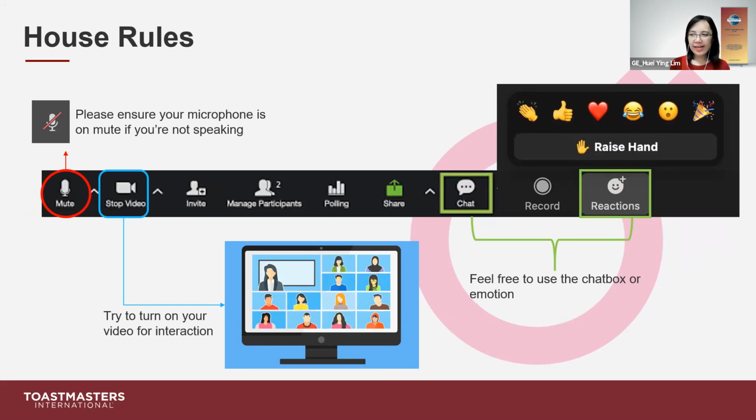During this meeting, feel free to use the chat box, or respond with reactions, like giving us a love icon, a smile, or even clapping your hands. Thank you, Huei Ying, I saw your love. Just remember, we will all stay muted during the session, but please also help others by encouraging them to get more involved in speaking. So that's it from my side.